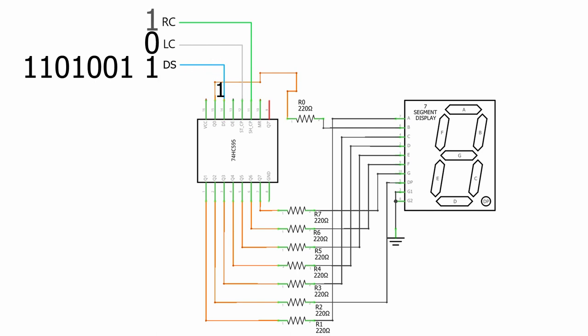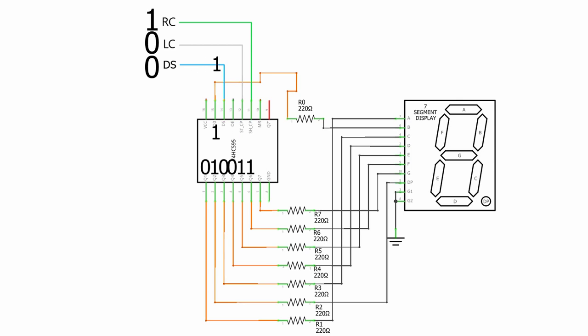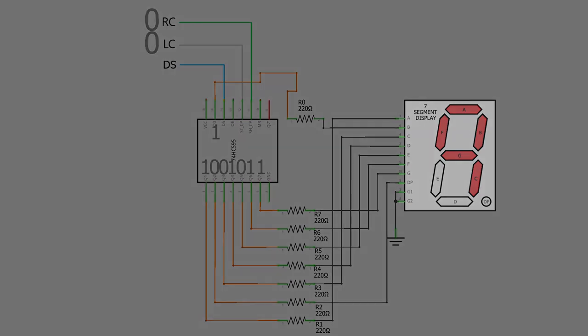As we shift out the binary value, the ones and zeros work their way through the shift register until all 8 outputs are set. So the first bit value that is sent is always going to be on the output Q7. This is important because depending on how you define the output pin order, you'll need to use the least significant bit first or the most significant bit first parameter in the shift out command.